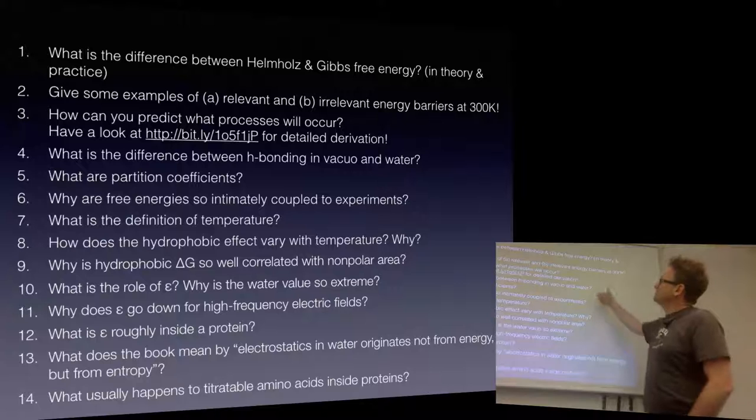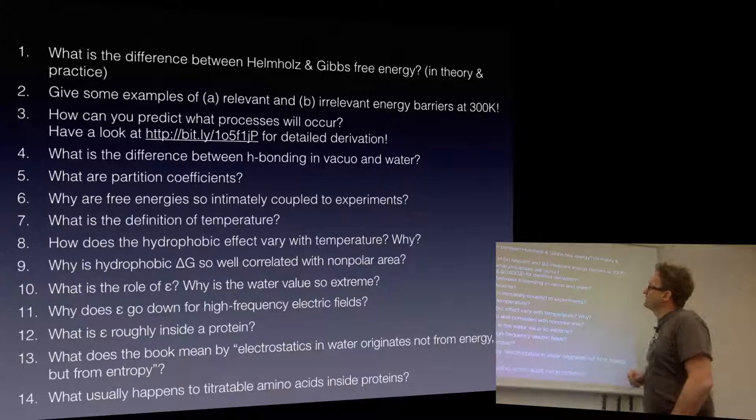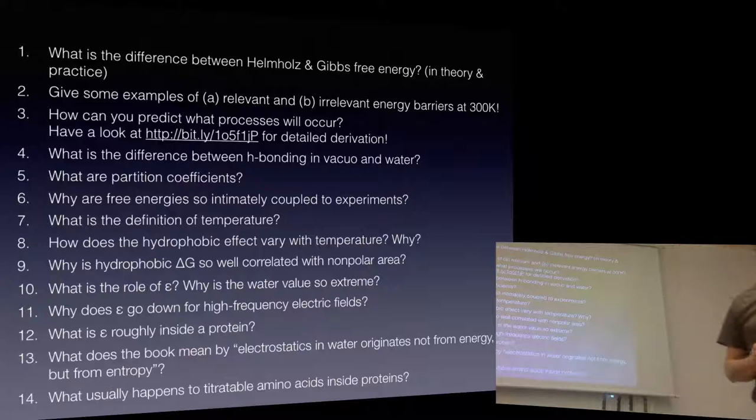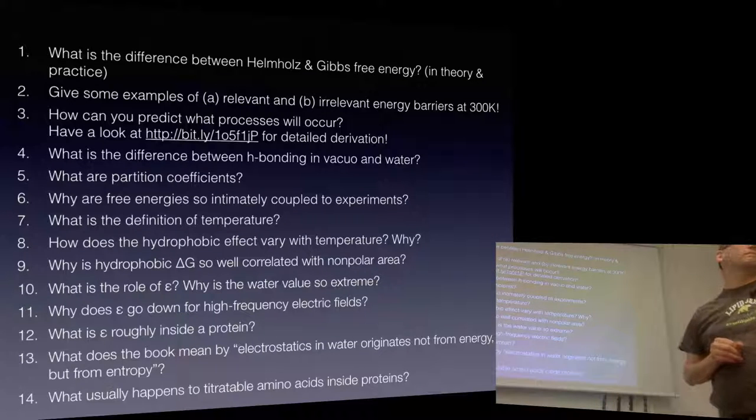And that kind of relates to number 4. What is the difference between hydrogen bonding in vacuo and water? So hydrogen bonding in vapor, because there's no solvent, it's always favorable. So you establish a bond and it's for free somehow. While in water, the hydrogen bonding is actually, the bond that you form was actually present in the solvent, so you're not really.